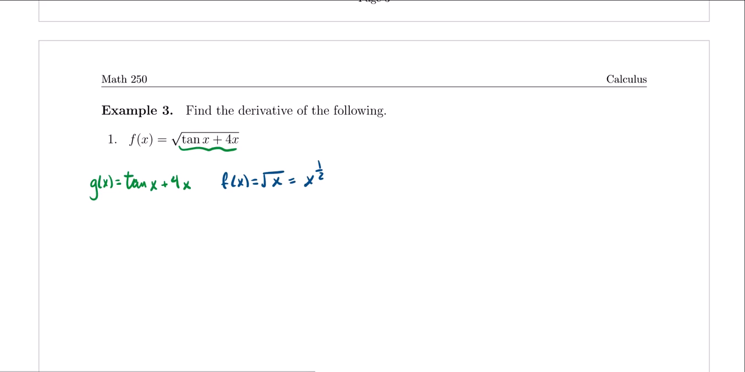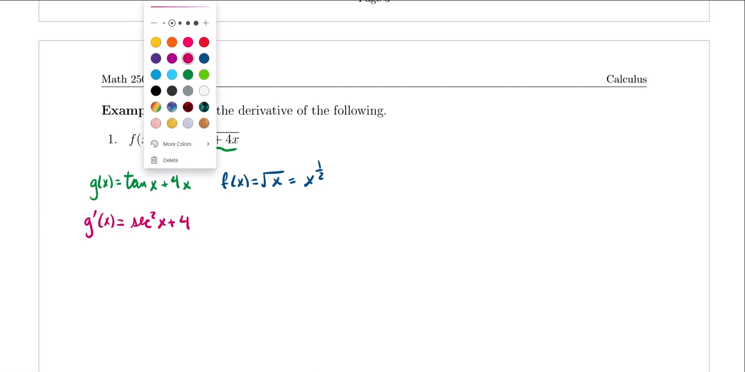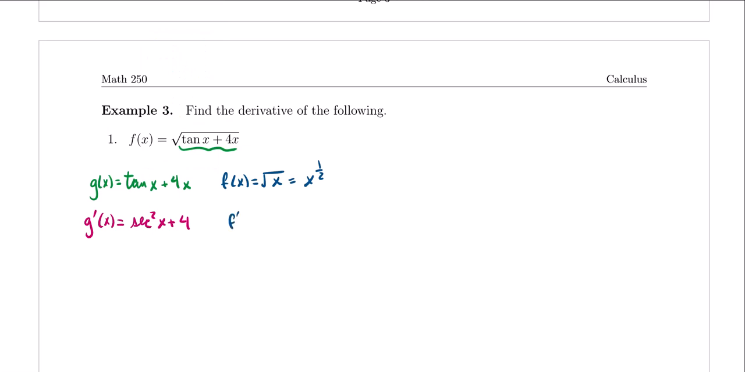All right, now let's go ahead and find the respective derivatives. The derivative for g is going to be equal to, now let's see, what was the derivative for the tangent? Remember that the derivative for the tangent was a secant squared of x plus, now what is the derivative for 4x? Well, that's just going to be a 4. Excellent. Now, going to the outer function, the derivative of f is going to be equal to 1/2 times x to the negative 1/2. Okay, so now let's put everything together here using our chain rule formula.